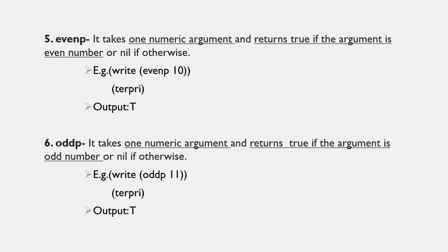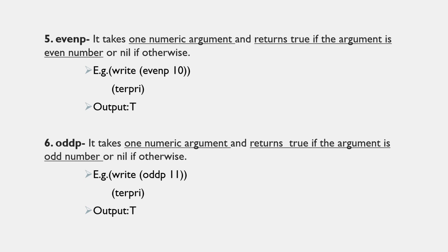Next predicate is evenp. Now this will take only one numeric argument, and if it is an even value you will get the answer as true, otherwise you will get a nil value. Write evenp value 10. So 10 is an even number, you will get the answer as true.